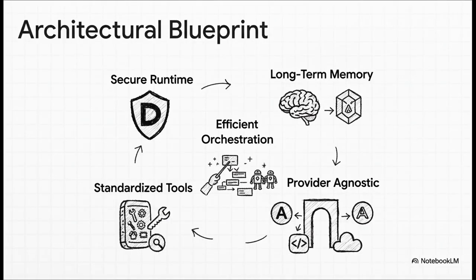So, there you have it. That's the blueprint. Let's just run through the key ingredients one last time. You start with a secure runtime, which Deno gives you out of the box. You add long-term memory using RAG with tools like Deno KV and a vector DB. You stay flexible and provider agnostic with an AI gateway. You give it hands with standardized tools using a protocol like MCP. And the secret sauce is the efficient orchestration using programmatic tool calling inside a secure Deno sandbox. This whole setup is what takes you from a toy demo to a truly robust, intelligent AI app.